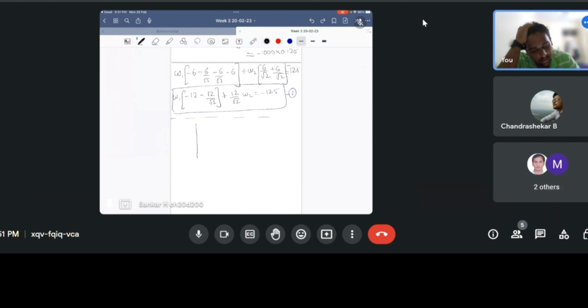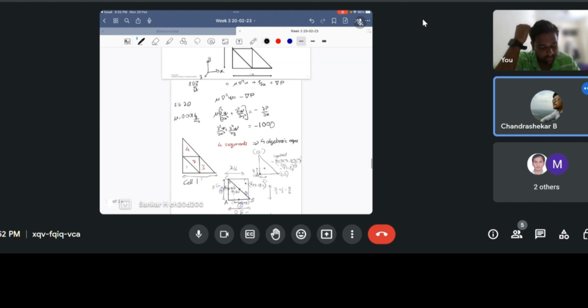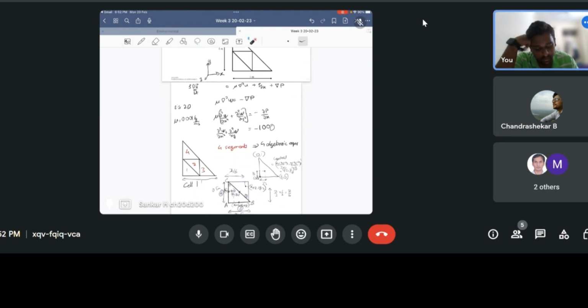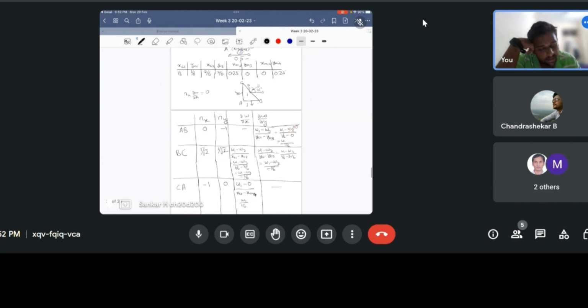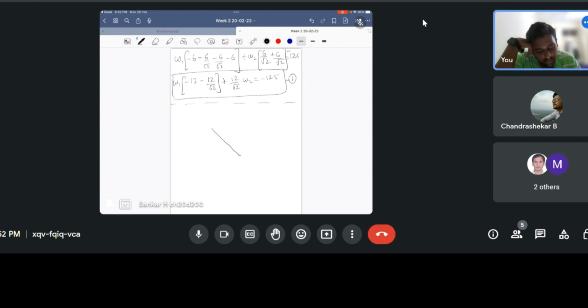Let us take cell 2. And in our figure, cell 2 is this inverted one. This is the only inverted right triangle here. So we'll take cell 2 here. This is cell 1. This is cell 3. And this would be cell 4. Okay, as I was mentioning, this is cell 2, this is cell 1, this is cell 4, this is cell 3.